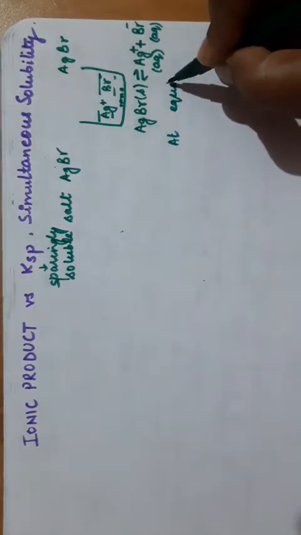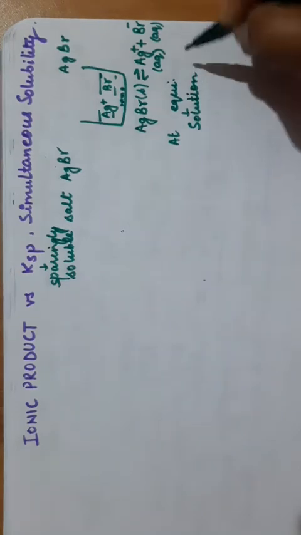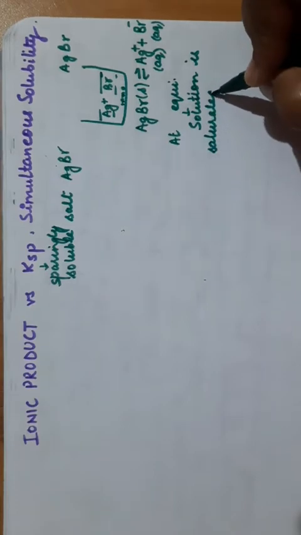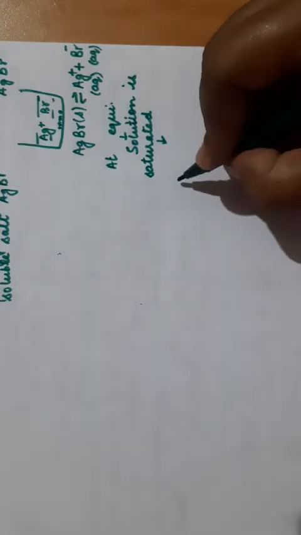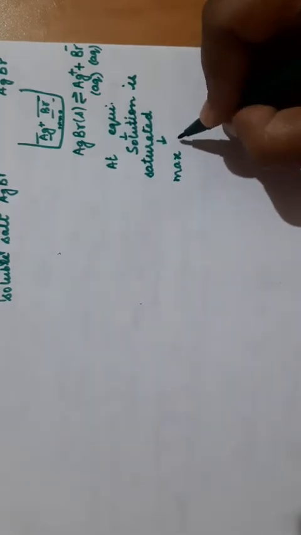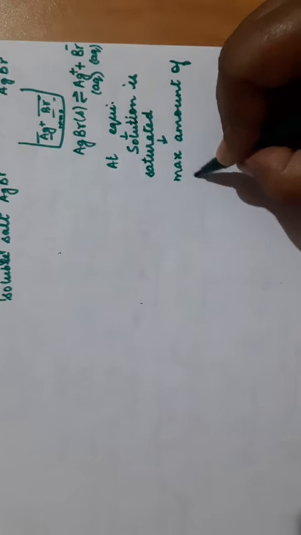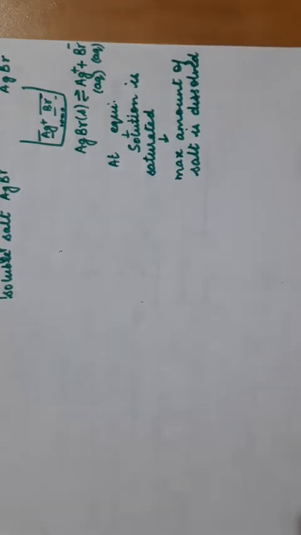when there is an equilibrium between the undissolved salt and the ions in solution, at equilibrium the solution is saturated. This is a saturated solution. Solution is saturated means that the maximum amount of salt is present in that solution at that particular temperature. So at equilibrium, maximum amount of salt has been dissolved and no more salt can be dissolved in that particular solvent at that particular temperature.